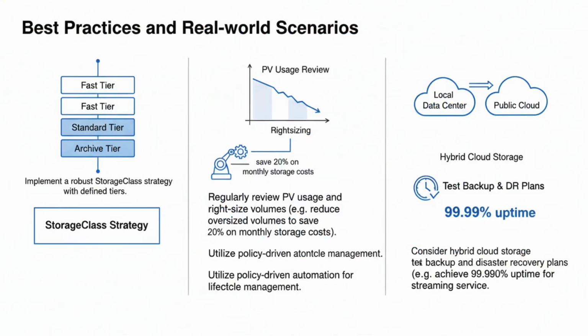Applying these principles effectively requires adopting best practices. Firstly, implementing a robust storage class strategy with clearly defined tiers is foundational. Regularly reviewing PV usage and right-sizing volumes prevents waste and optimizes performance. For example, reducing an oversized volume can save 20% on monthly storage costs. Utilize policy-driven automation for lifecycle management, from provisioning to decommissioning.